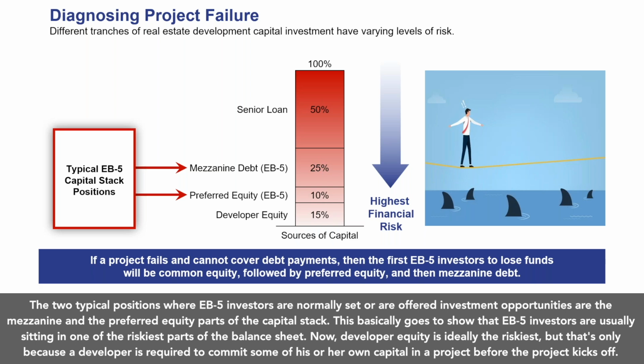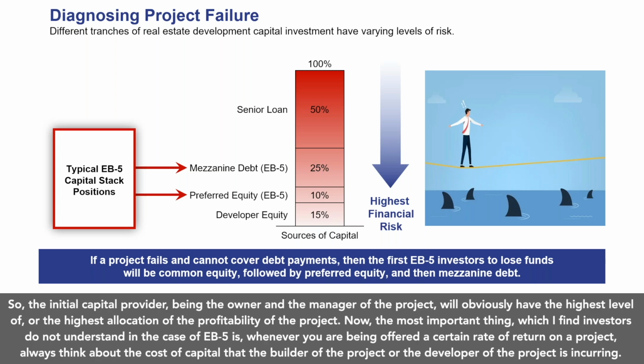Now, developer equity is ideally the riskiest, but that's only because a developer is required to commit some of his or her own capital in a project before the project takes off. So the initial capital provider, being the owner and the manager of the project, will obviously have the highest allocation of the profitability of the project.